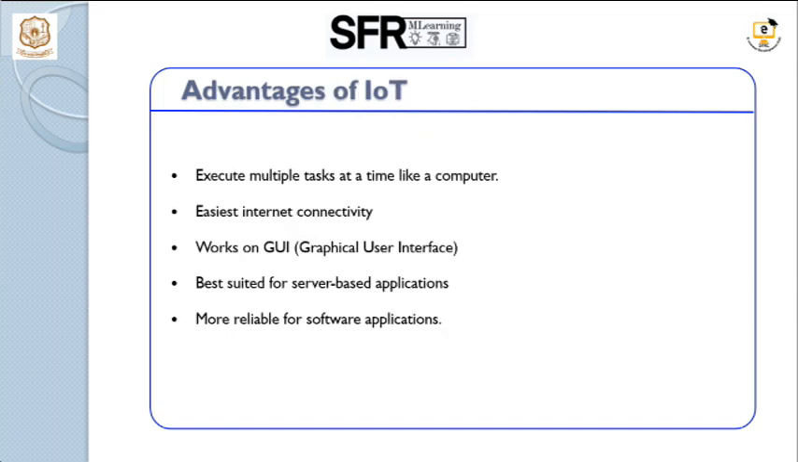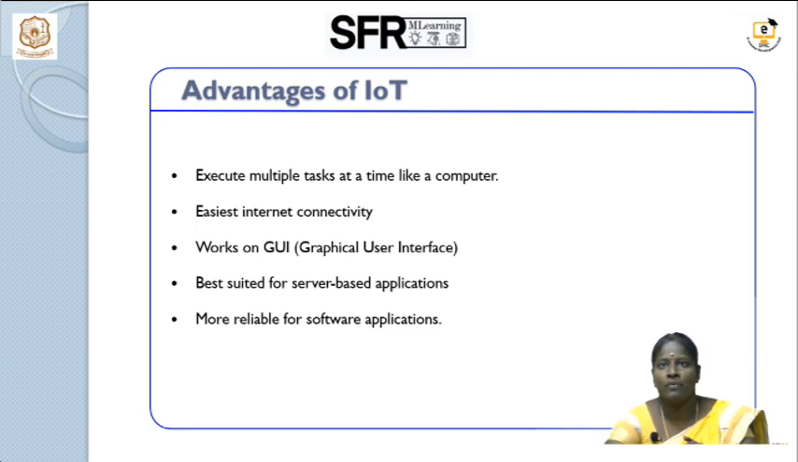So, let us discuss a few advantages of IoT. IoT can execute multiple tasks, just like a computer. It is the easiest way and it also provides a very interactive environment. It suits server based applications best. It is the most commonly used and the most reliable technology that we are using nowadays. IoT is available almost everywhere. Everything around us is made of IoT and the future is in the hands of IoT.